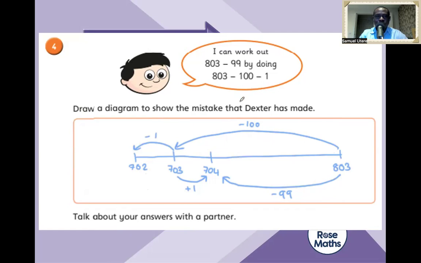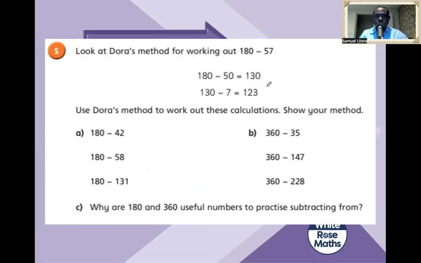So Dexter has made a classic mistake. All right. So by subtracting 100, Dexter is subtracting more than he's been asked to subtract. So in the answer, Dexter should be adding 1 to his actual answer, right? Here is the next one. Pause the video and answer question 5.